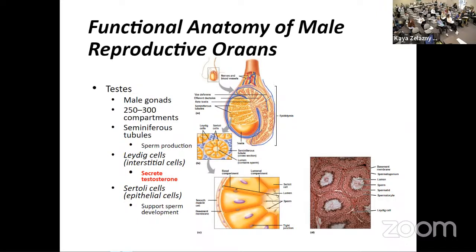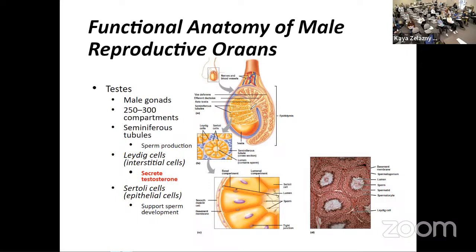Looping around, and now we can see some internal contents. Within the testis, we actually have 250 to 300 little compartments. So we have tiny little sections all through the testis. Those little compartments contain the seminiferous tubules.